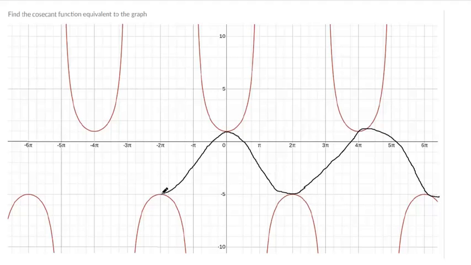So in order to do that, we need to know the period, the vertical shift, any horizontal shifts that happen, and the amplitude of the sine wave. So let's start with the easiest one, the amplitude A. The amplitude is half the height of the sine wave.